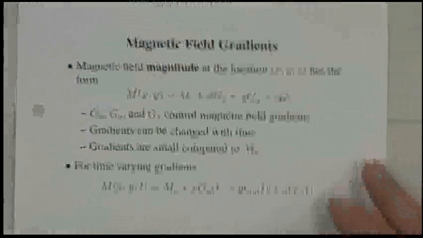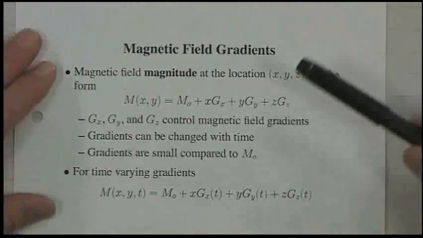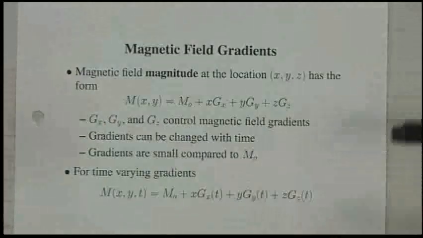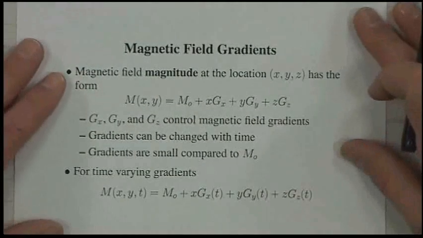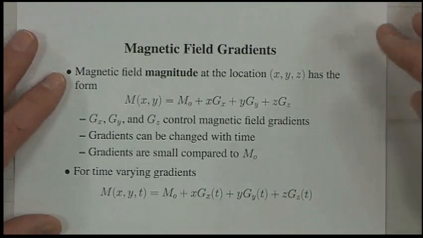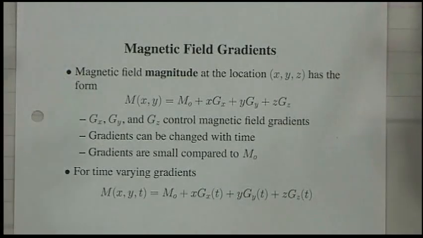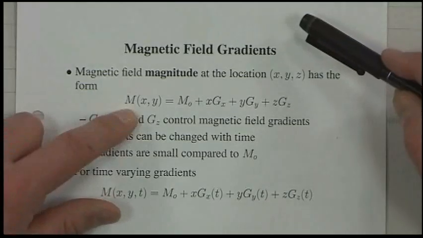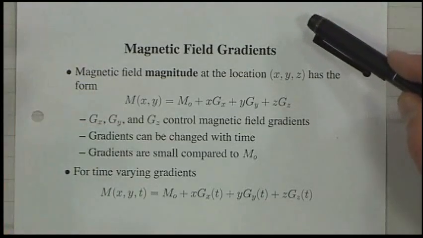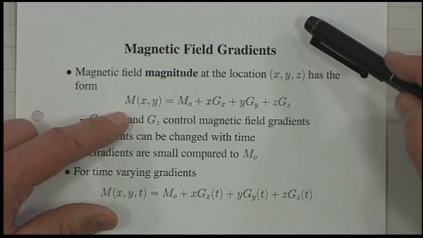Okay, so getting back to the mathematics. Now we're going to treat the magnetic field as a scalar, even though it's really a vector, because we're going to assume that the direction of the magnetic field is constant. It's just the magnitude that's changing. So the magnitude M of x, y, so it's in 3 dimensions.